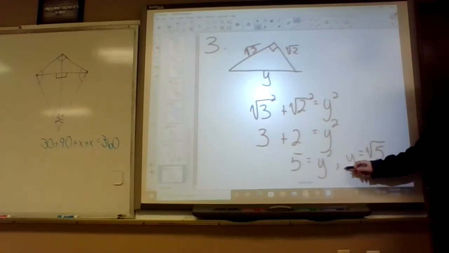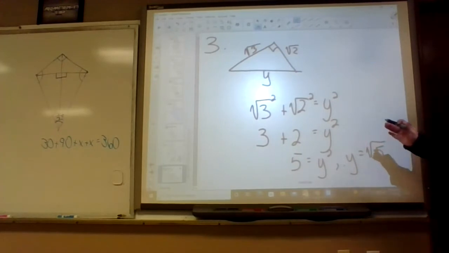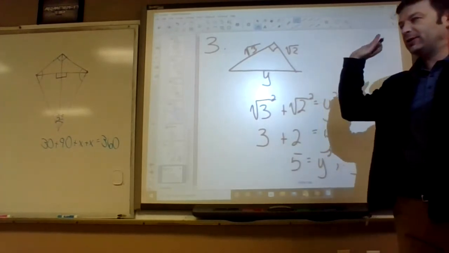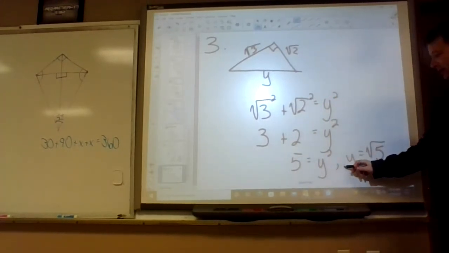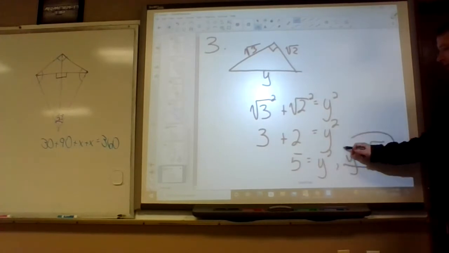Which does not come out nice like number 1. So we're not going to turn it into a decimal. The decimal would be like 2.2437. It would go forever. We're not going to do that. We're just going to leave it like this.